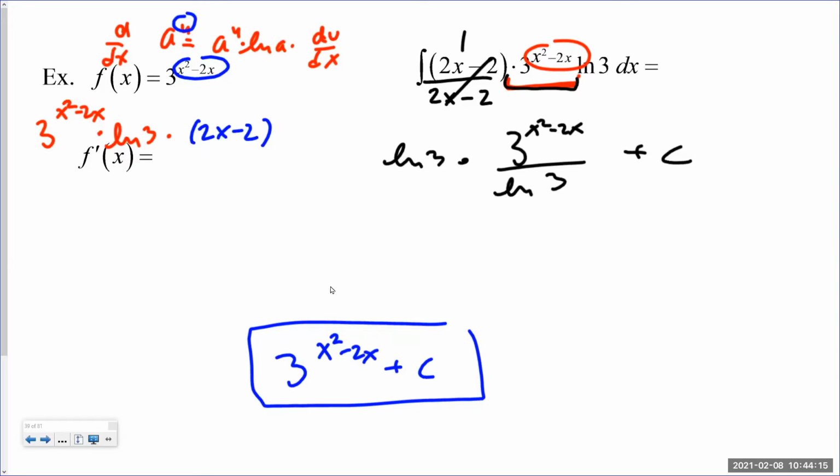Okay, but do you see you can reduce here? So the ln of 3's cancel out, so you get 3x squared minus 2x plus c, and bam, that is your answer. Okay, so let's have a show of hands, but you can change your minds. This isn't set in stone.